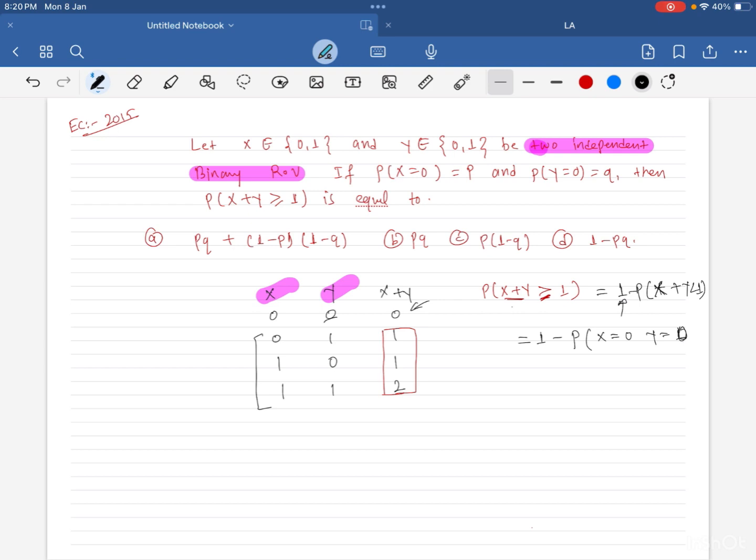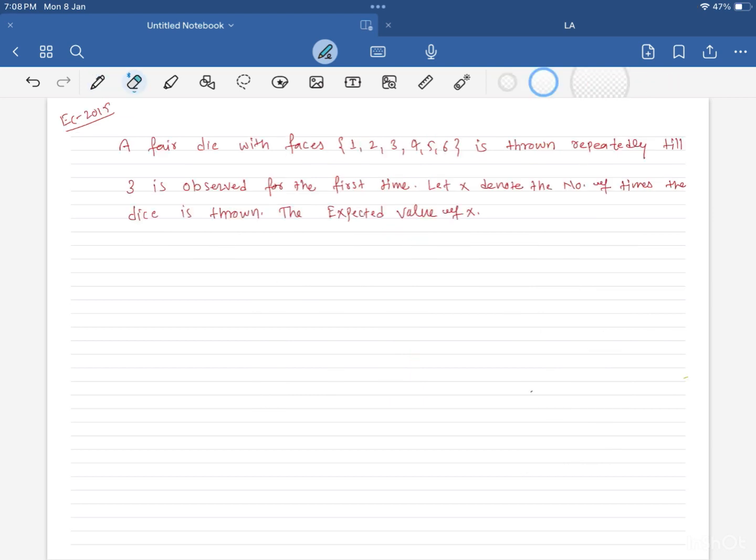So y is equal to 0, and since x and y are two independent events, we can write it as the probability that x is equal to 0 times the probability that y is equal to 0. So that is going to be 1 minus, the probability of x equal to 0 is p from the question, and the probability that y is equal to 0 is q. So the final answer is 1 minus pq. So the correct answer for this is option D.